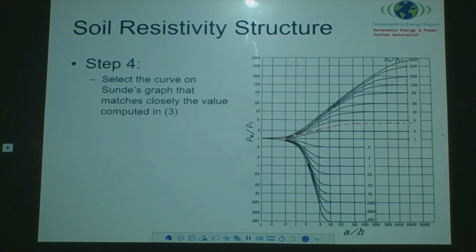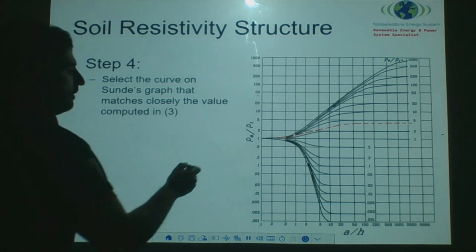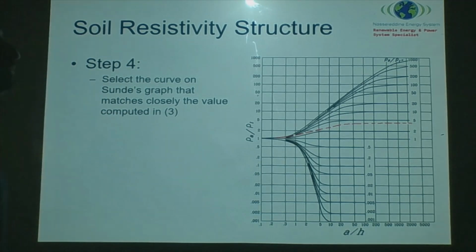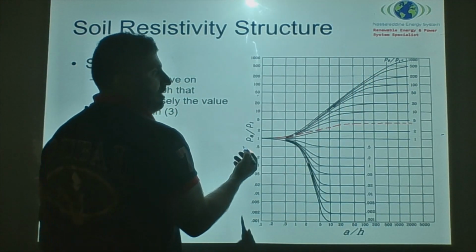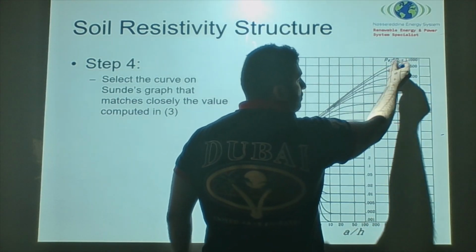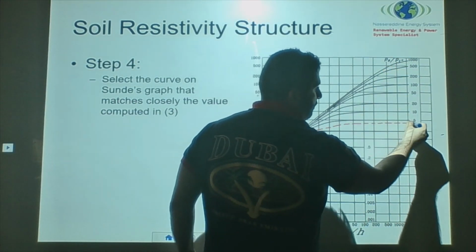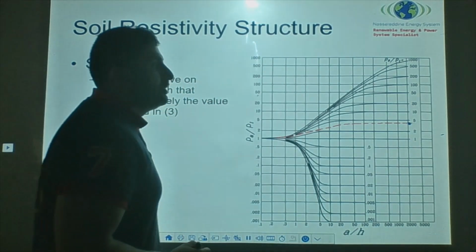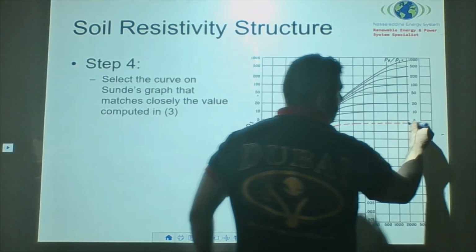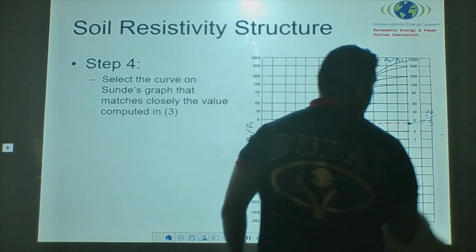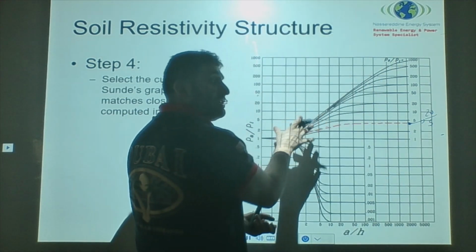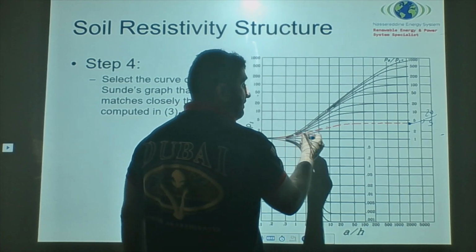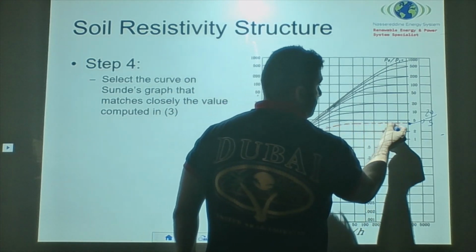Then select on the curve. Where is the 4? This is rho 2 over rho 1, if you remember from the graph. I found it to be 4. 20 over 5, 4. This reflects what I found. So I sketch it a little bit like this. If I put this into software, of course, it's going to give me a more accurate one.